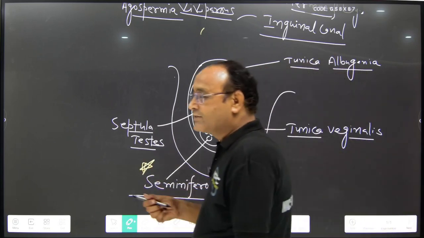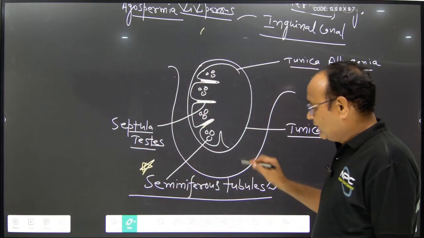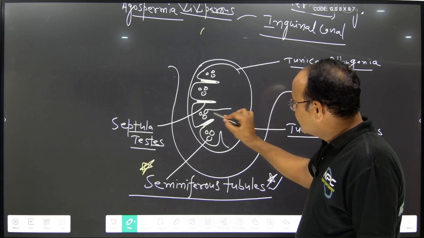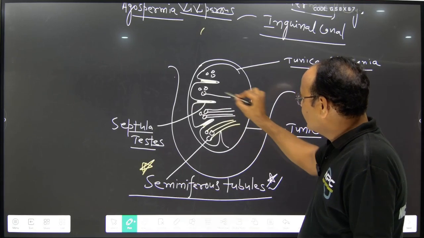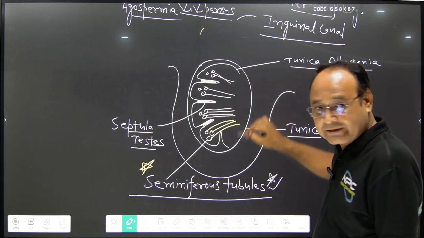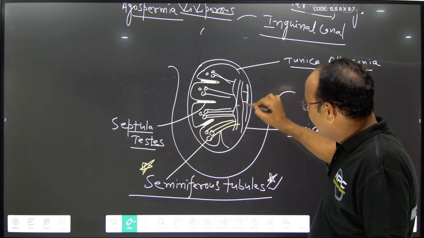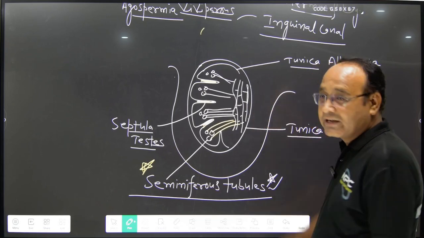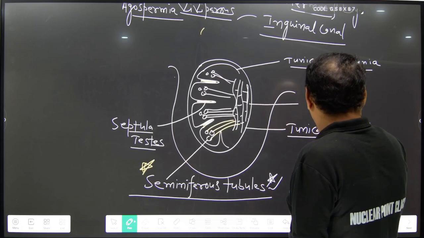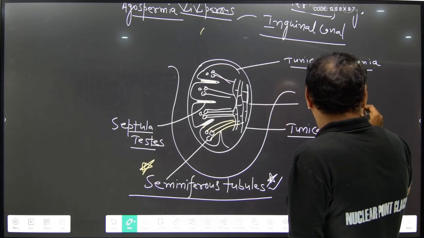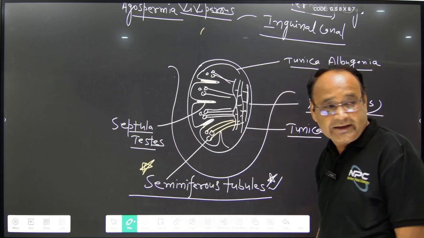Seminiferous tubules are the structural and functional unit of testes. Now these seminiferous tubules move toward the inner side of testes, and they combine with each other, mix together, and form a net-like structure, and this net-like structure is known as rete testes.